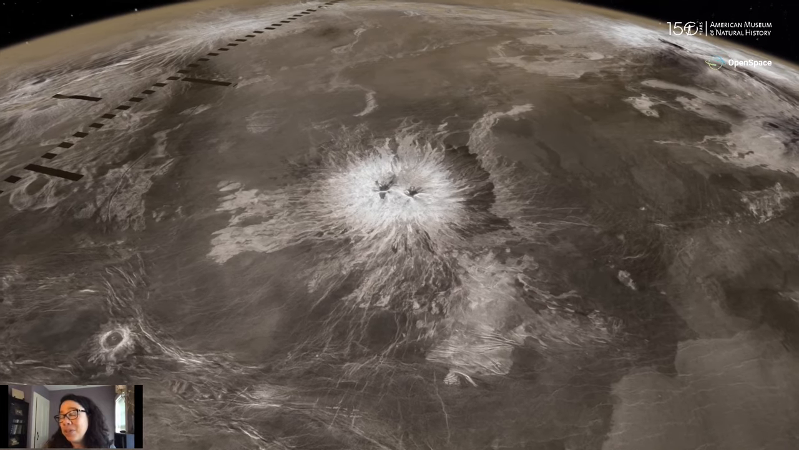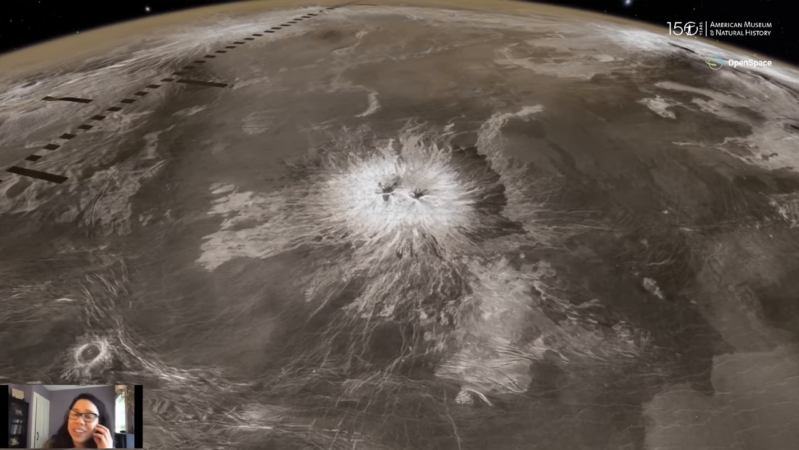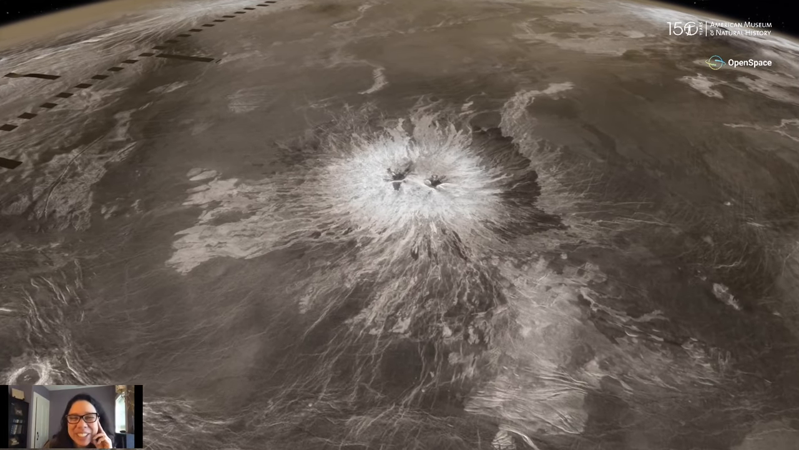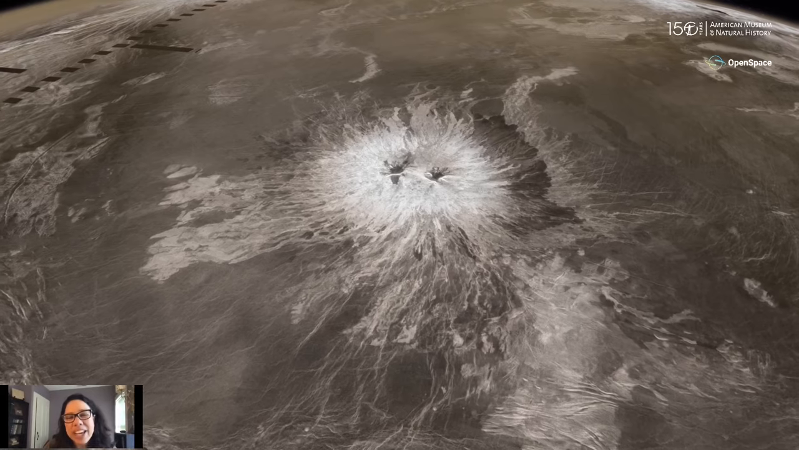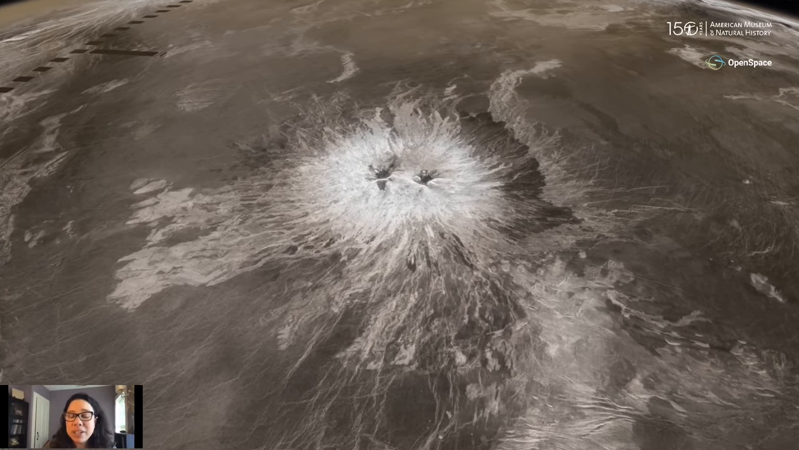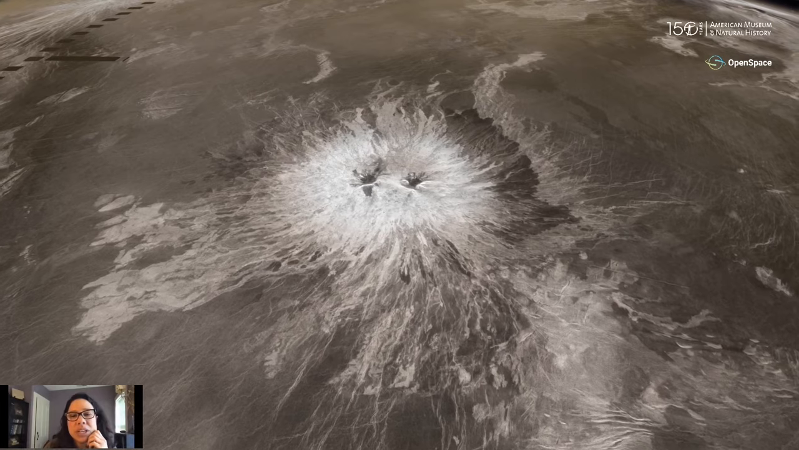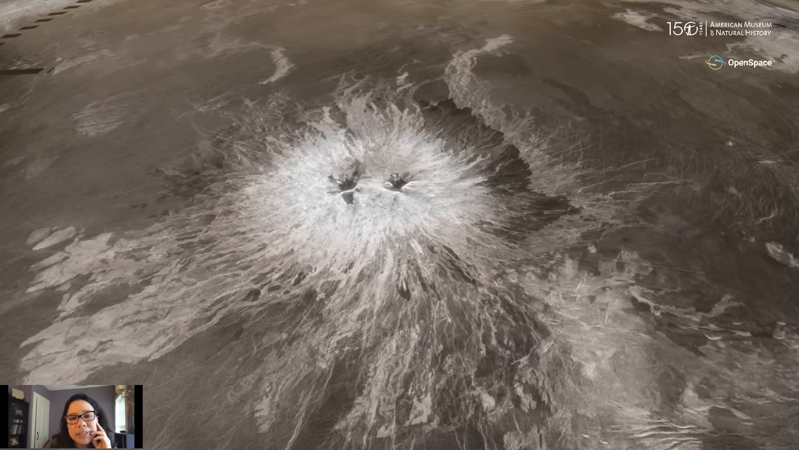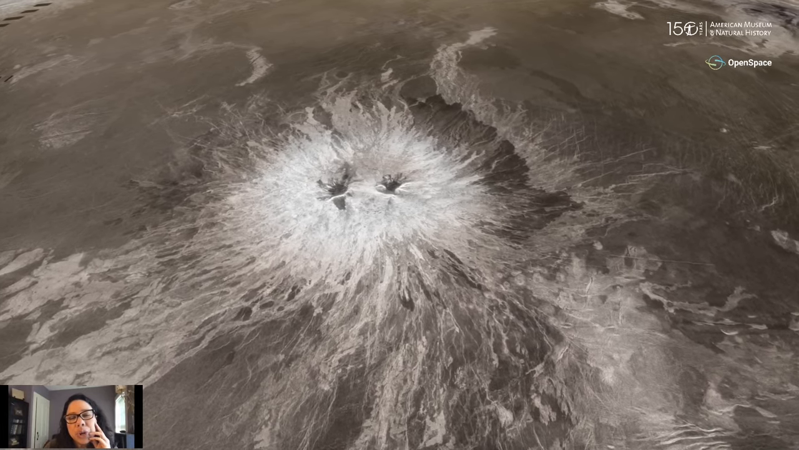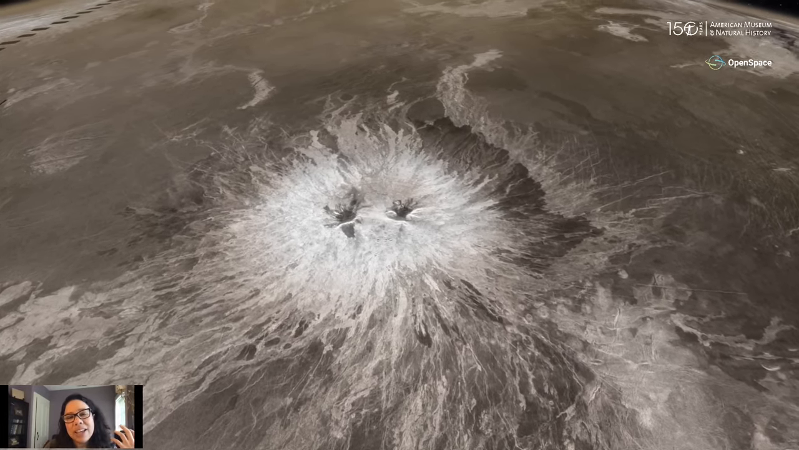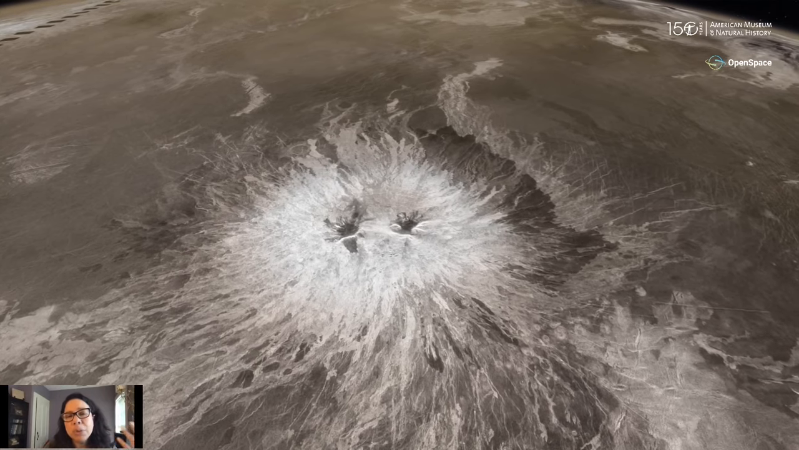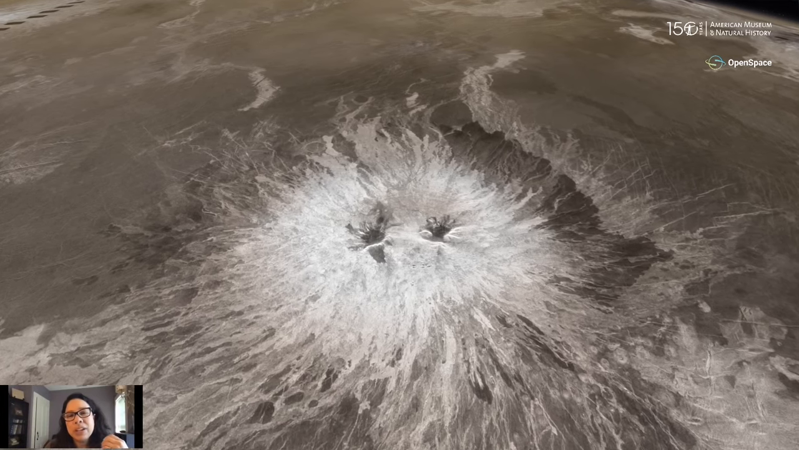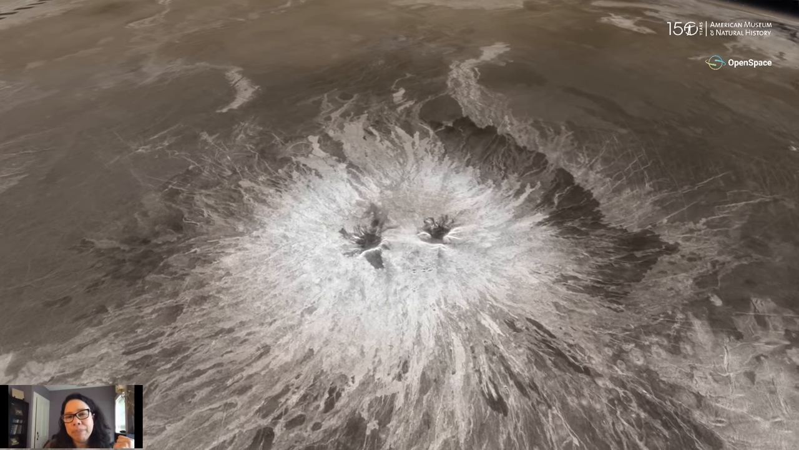Sapas is named after the Phoenician goddess of travel and commerce and messages. She's a messenger. The size of this volcano, which we can recognize because it looks similar to volcanoes on Earth, is as large as the entire chain of the Hawaiian Islands. So it attests to a suite of repeated volcanic eruptions and lava flows that build up this volcano over time.